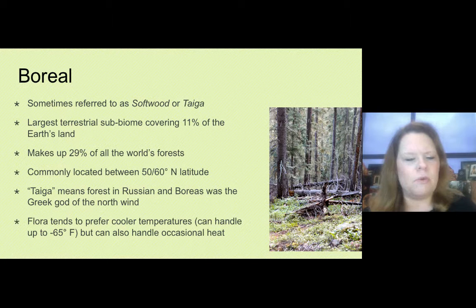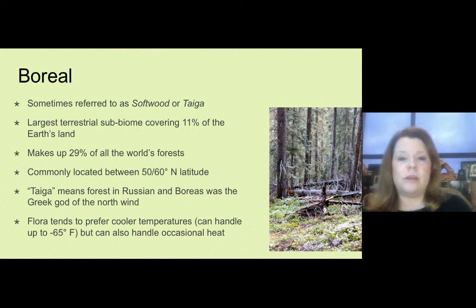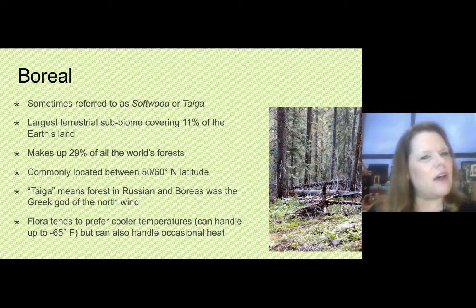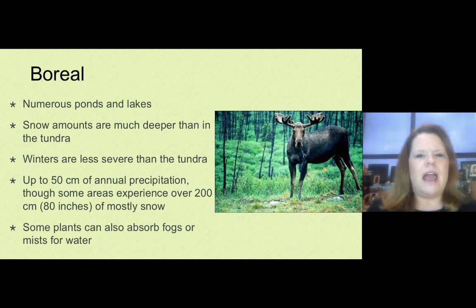Flora tends to prefer cooler temperatures and climate, and it can handle up to negative 65 degrees Fahrenheit. Yuck, that's cold, but it can also handle occasional heat. So in this particular area, we're going to have a lot of softwoods. So think about softwoods. Those are going to be your gymnosperms. So the boreal has numerous ponds and lakes.